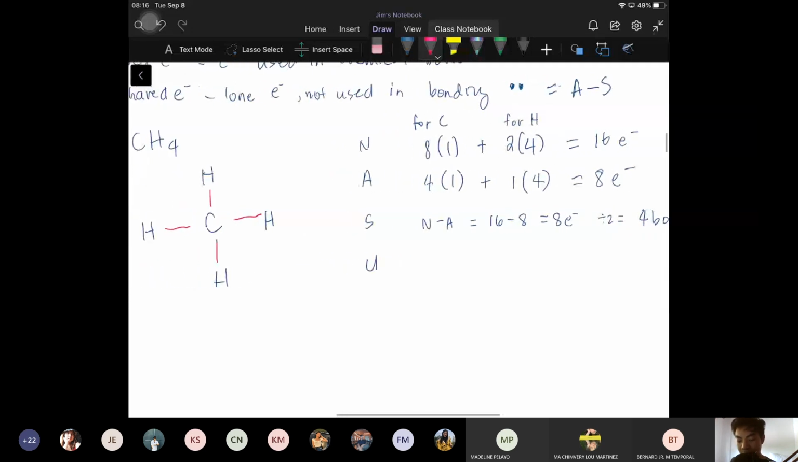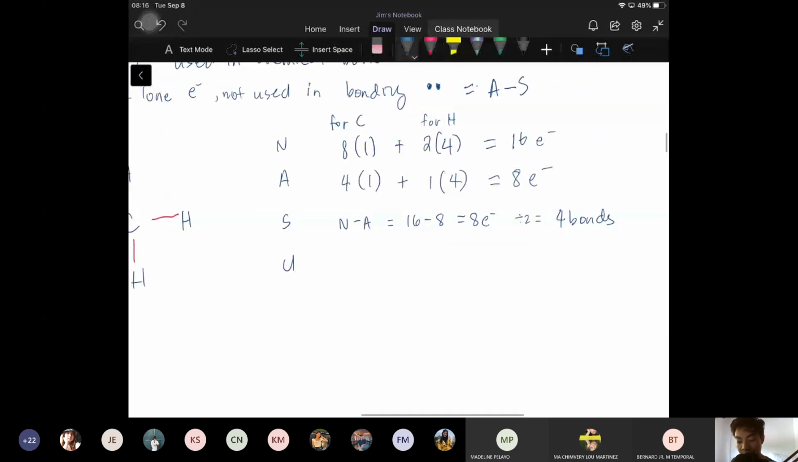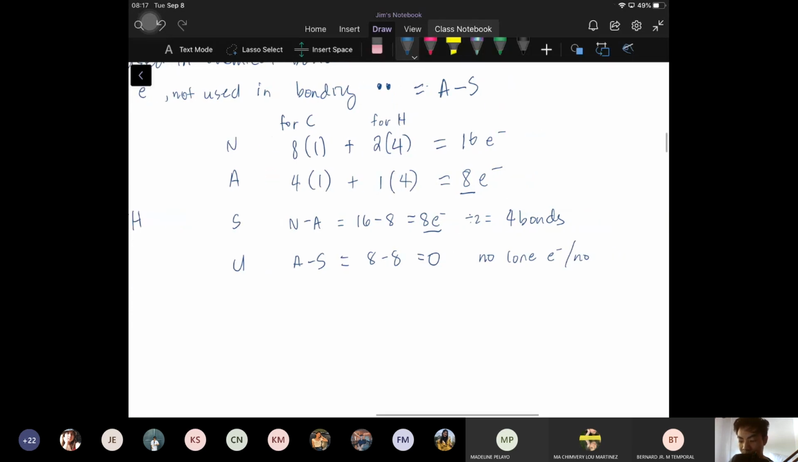So, nalagay na natin yung bonds, no? Okay. So, U is unshared. Again, unshared pertains to the lone electrons or the lone pairs of electrons. To solve for the number of lone pairs or unshared electrons, all we have to do is to subtract the available and the shared electrons. So, 8 minus 8 lang yun, no? Available minus shared. 8 minus 8, 0. That means no lone electrons or no lone pairs, no?